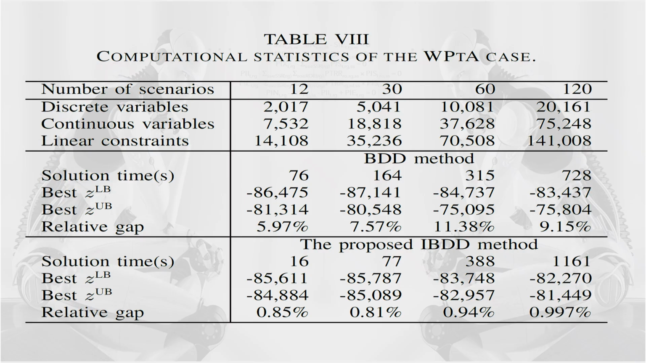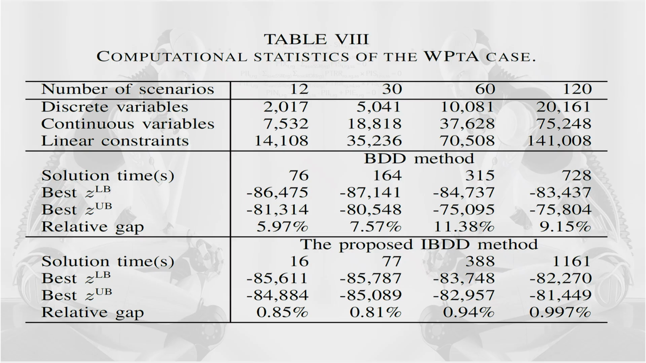Table 8 shows the BDD method fails to reach the relative gap threshold, as shown. In comparison, the IBDD method can reach less than 1.0% relative gap within 1,200 seconds, and less than 30 iteration loops for all the 4 cases, with significant improvement on both upper and lower bound values. The difference in performance between IBDD and BDD comes from IBDD's ability to bridge the duality gap.